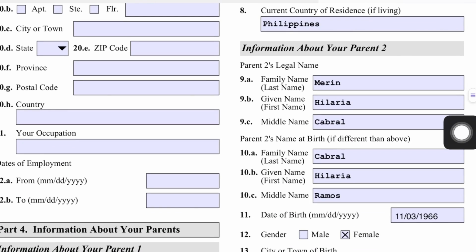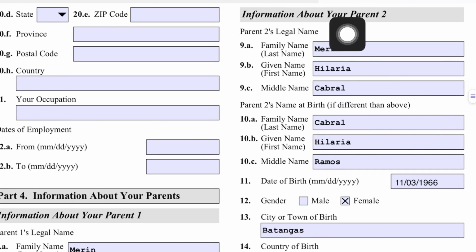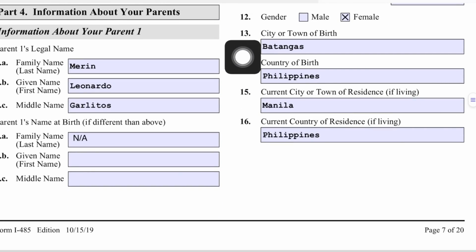So don't forget to put all the information about your parent. Parent 2 will be my mom. It's Marine Hilaria Cabral. So this legal name is from her married name. The parent name at birth, so this is her name when she was born. It's Cabral Hilaria Ramos. So this is her maiden name. Date of birth, November 3, 1996. Gender, female. City or town of birth, Batangas. Country of birth, Philippines. Current city where she is residing right now, Manila. And current country of residence, Philippines.